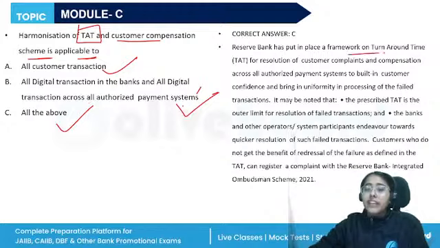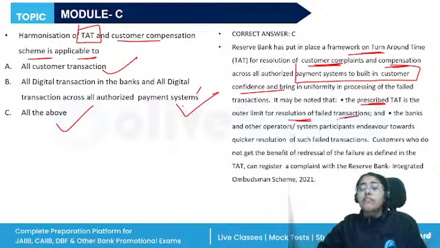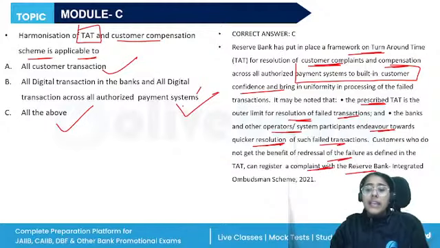RBI has put in place a framework on the turnaround time for the resolution of customer complaints and the compensation across all the authorized payment systems to build in customer confidence. So the prescribed time is the limit for resolution of failed transactions. The banks and other operators endeavor towards quicker resolution of such failed transactions. Customers who do not get the benefit of the redressal can register a complaint with the RBI Integrated Ombudsman Scheme 2021. I hope you remember the process of filing a complaint.